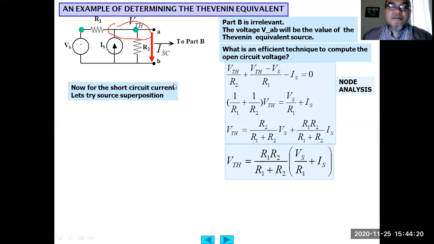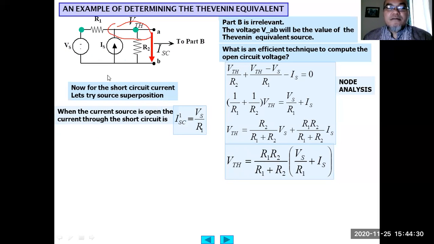What is the short circuit current here? We can try using superposition, that we have learned last week. So first, the source is being opened. This is made open. When the current source is open, then the current through this short circuit will be Vs divided by R1, right? So let's draw again.